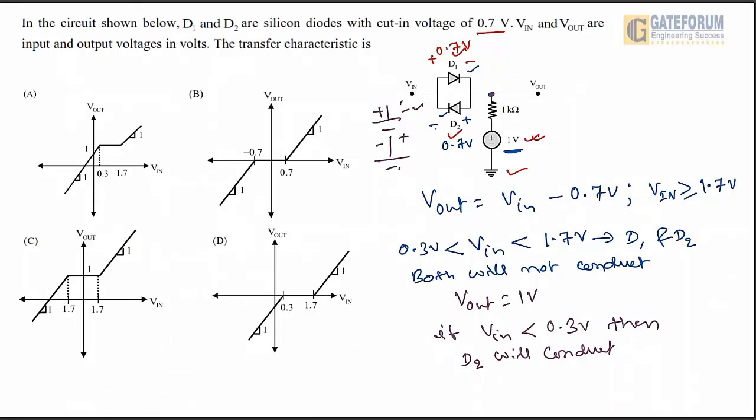So this equation is best described by the graph plotted between V out and V in, which is shown in option A. So option A is the right answer for this question, and this is the end of the explanation for this question.